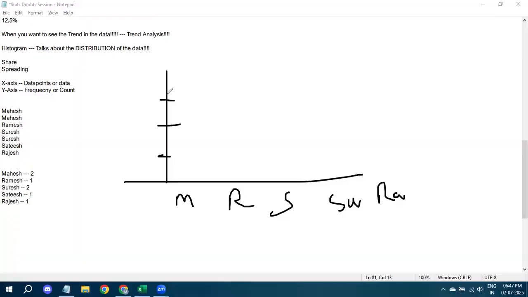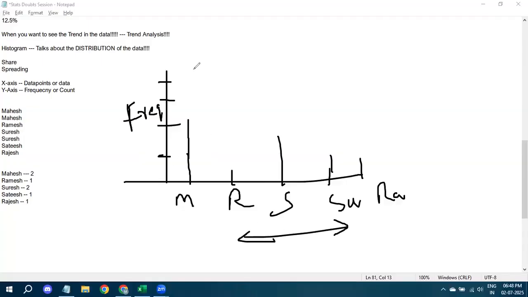When I plot the data like this, for example, Mahesh, Ramesh, Suresh, Satish, Rajesh, 1, 2, 3, 4. How many times Mahesh? 2. 1, 2, 1, 1. Were you able to see, guys? This is how the plot will be, how the distribution will be, how many times it is occurring. It is called frequency. Frequency means how many times. Here, these are the data points. Clear? Histogram. Can I have a response, guys?